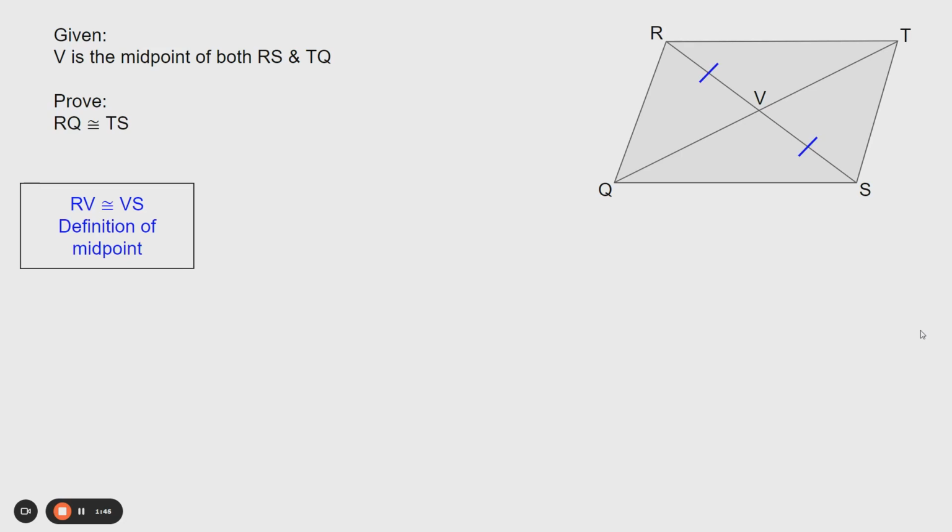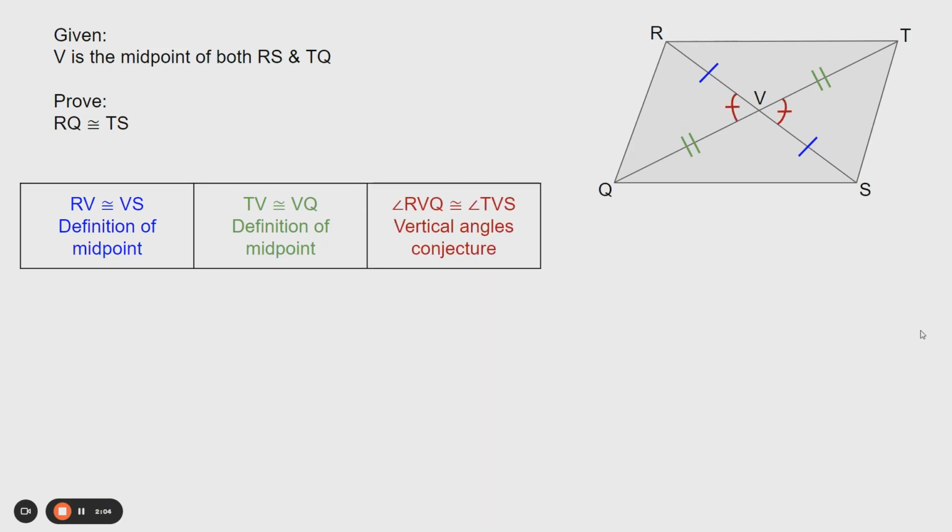So first, we can mark that RV is congruent to VS by the definition of a midpoint, since the midpoint divides a segment into two congruent segments. And we can also mark that TV is congruent to VQ by the definition of a midpoint. And we can mark that angle RVQ is congruent to angle TVS by the vertical angles conjecture.